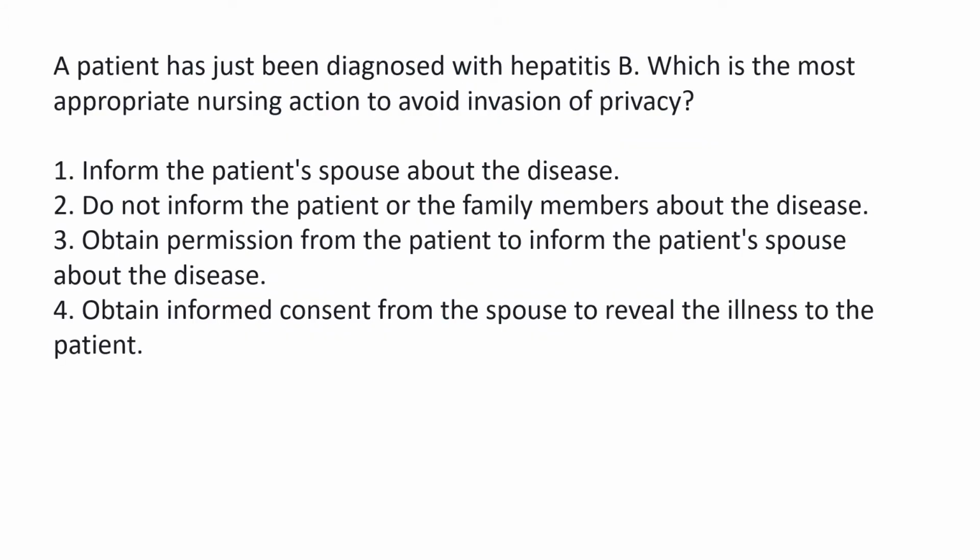A patient has just been diagnosed with hepatitis B. Which is the most appropriate nursing action to avoid invasion of privacy? 1. Inform the patient's spouse about the disease. 2. Do not inform the patient or the family members about the disease. 3. Obtain permission from the patient to inform the patient's spouse about the disease. 4. Obtain informed consent from the spouse to reveal the illness to the patient.